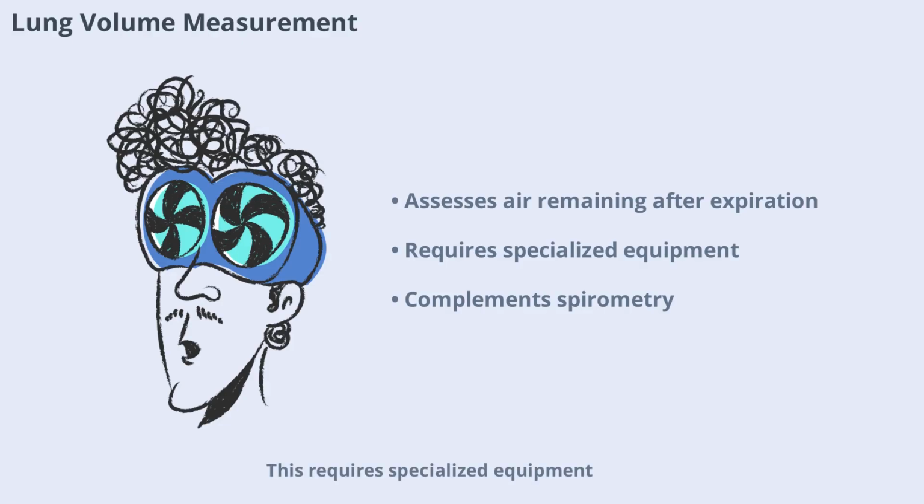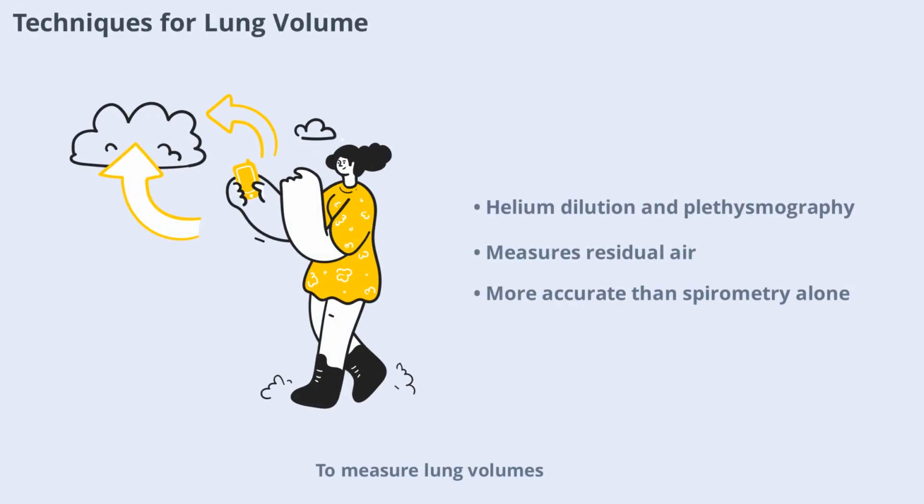This requires specialized equipment, such as helium dilution devices or body plethysmographs. To measure lung volumes, the participant typically wears nose clips and breathes into a device that uses helium dilution or sits in a plethysmograph. These techniques allow for accurate measurement of the air that remains in the lungs after a maximal expiration, which cannot be measured by spirometry alone.